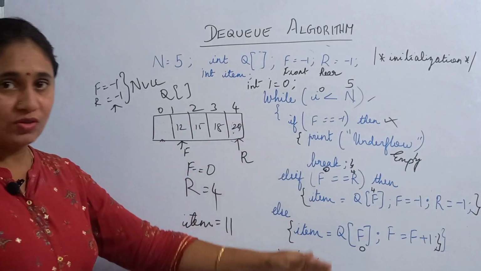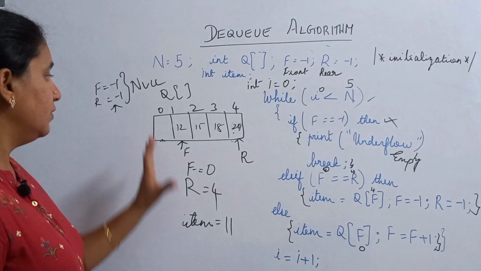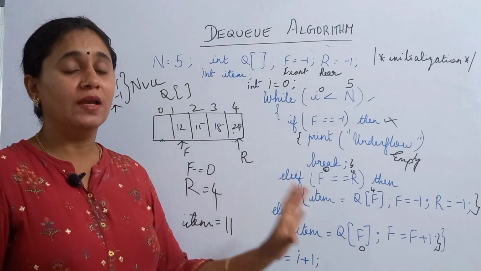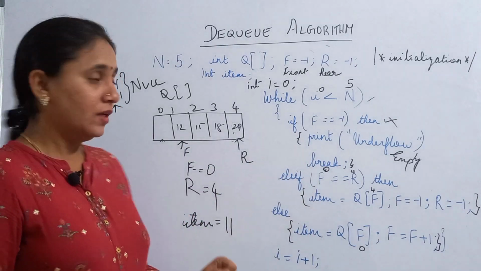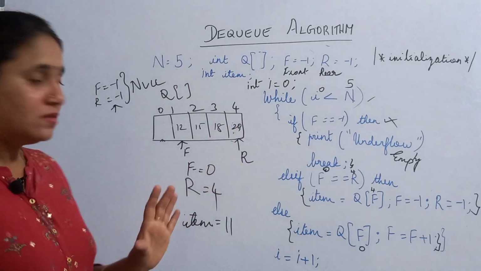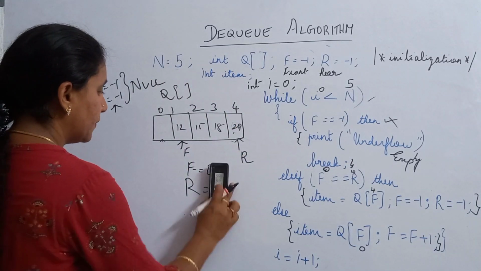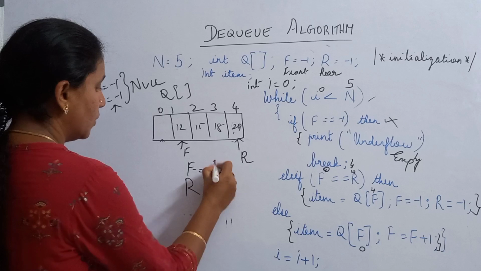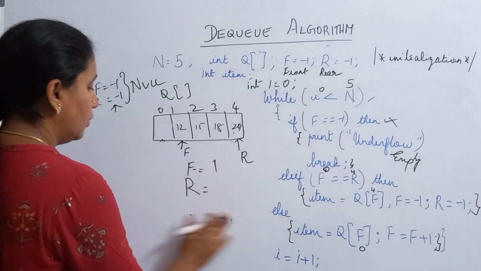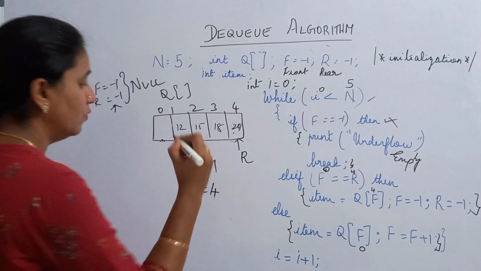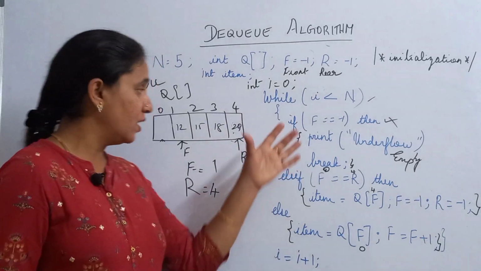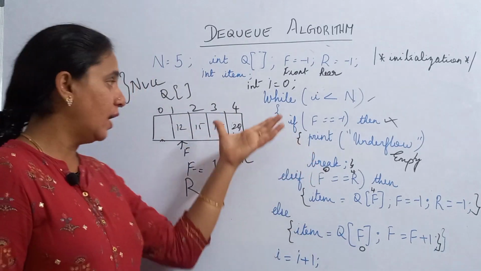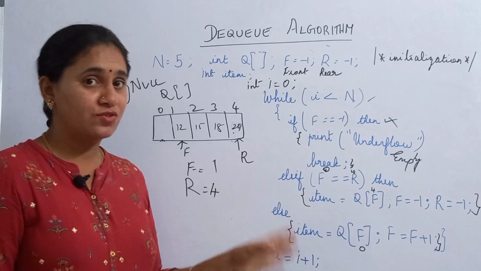Friends, are you clear? Like this only we are going to delete each and every element present in the queue. Okay, shall we delete all these elements? Now if you see, front element is 1, isn't it? Rear element is as usual 4. Okay, now let me take these elements and we can execute this entire loop structure from the beginning.